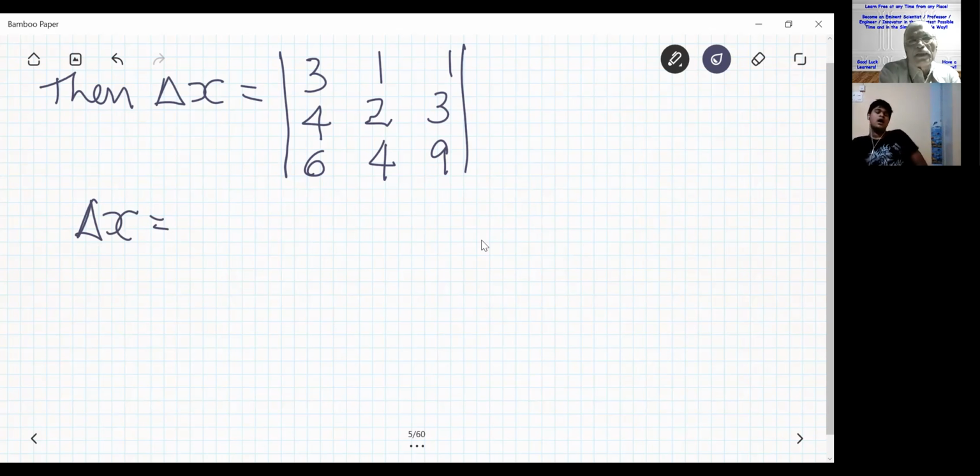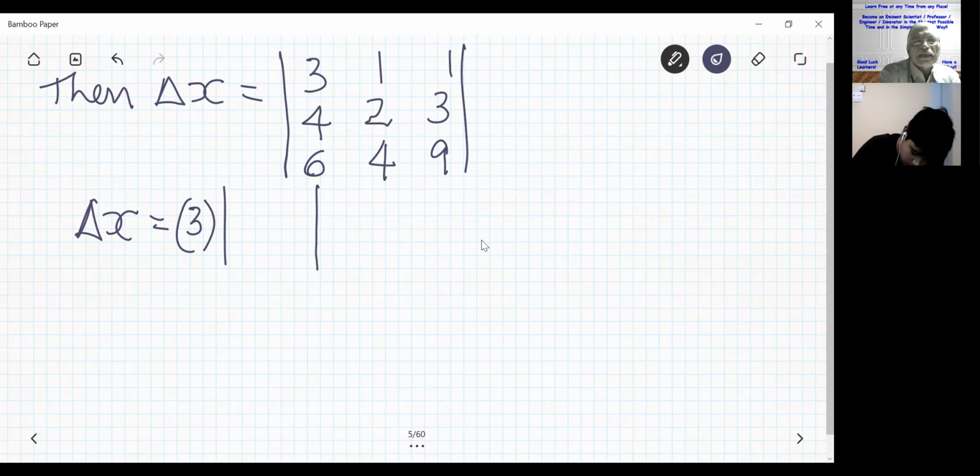Yeah. So first we write the number in the first row, first column, that is 3. I will write it in the bracket like this. Then write the determinant ignoring the first row and first column: 2, 4, 3, 9. So when you write the number in the first row, first column, you have to ignore the first row and first column and write the remaining numbers as a determinant. Next will be 4, 6, 3, 9.